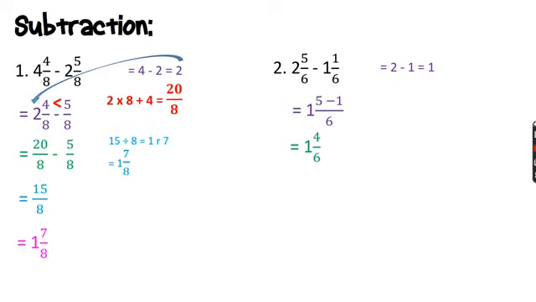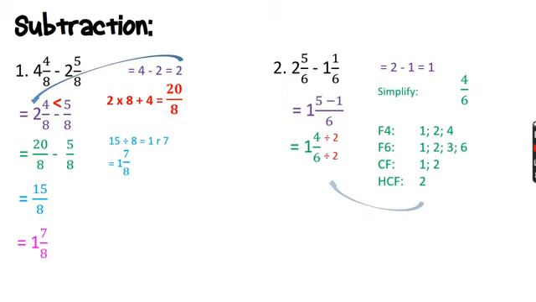Can this fraction be simplified? Let's find the highest common factor. Yes, it can. My highest common factor is 2. So I divide at the top and I divide at the bottom. This is going to give me my final answer of 1 2/3.